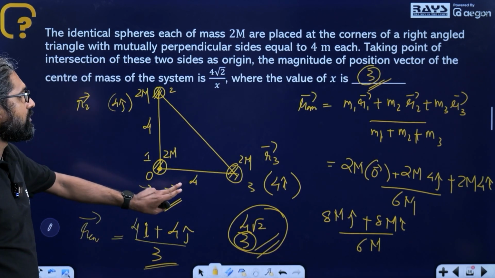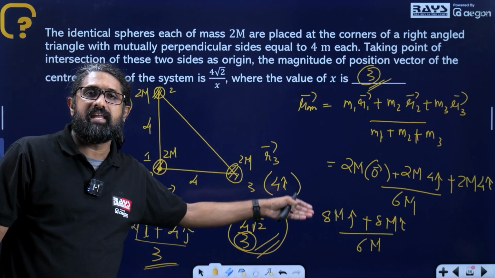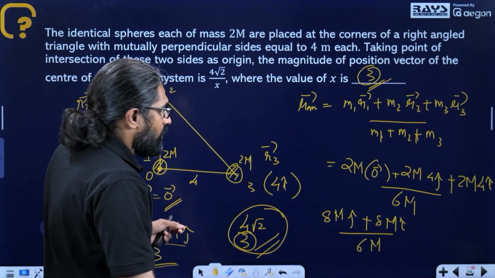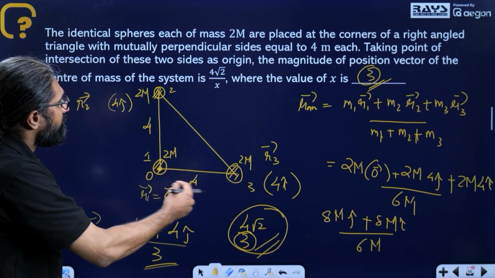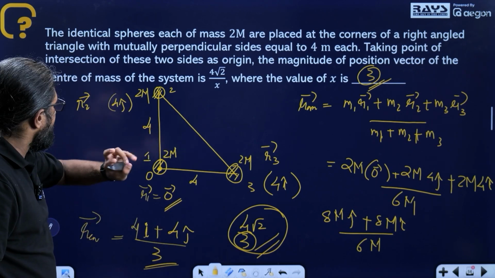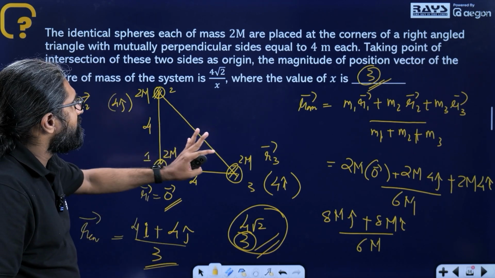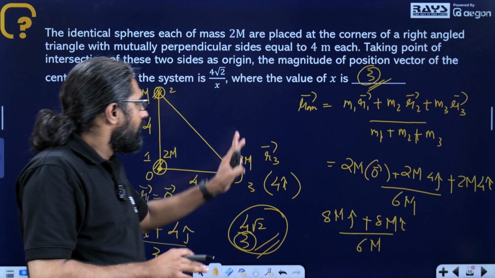So I hope you understand this question. There is no need to separate the coordinates. You can do it directly. You can write it down much more quickly if you would want to. So it's a very easy, straightforward question. The question only asks about the fundamental principle of center of mass.